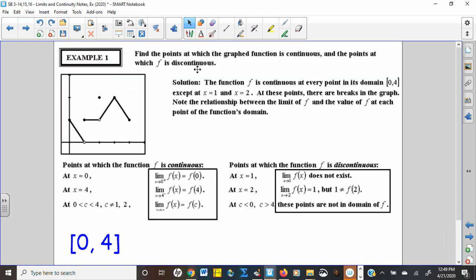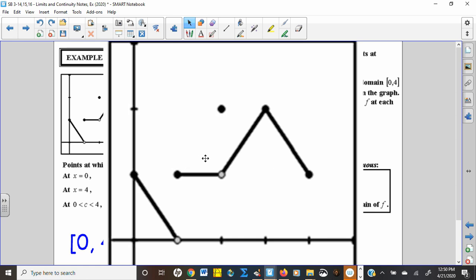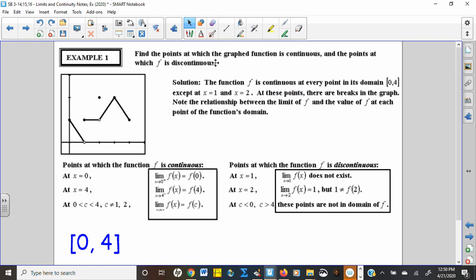So, example 1, we're on page 314 of your notes, or it might be page pi, in honor of the ratio of a circle's circumference to its diameter. But regardless, this is example 1. Gives us this nice pretty picture. Looks like a piecewise function that's defined between 0 and 4, and it asks us to find the points at which the graph of the function is continuous and the points at which f is discontinuous.